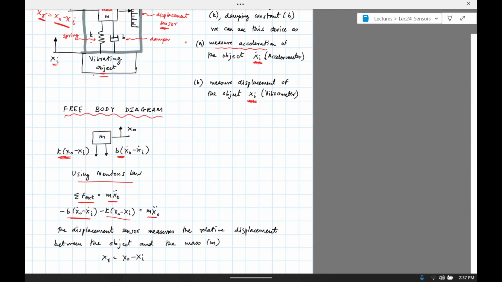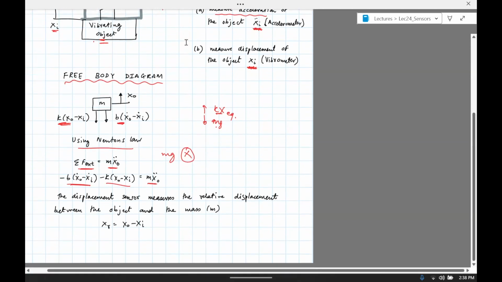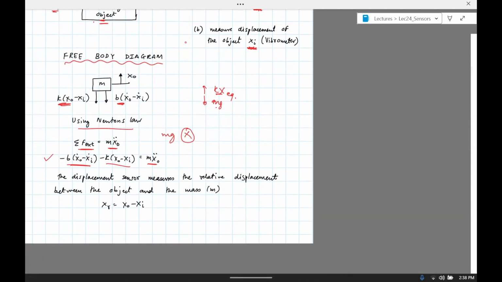Now, one thing you'll note is that mg is not in this expression. The reason is that initially mg balances against kx. The spring constant gives the spring an equilibrium displacement, so let's call that the equilibrium. It does not figure in the equations because of that. Okay, so this is an expression for the net force.